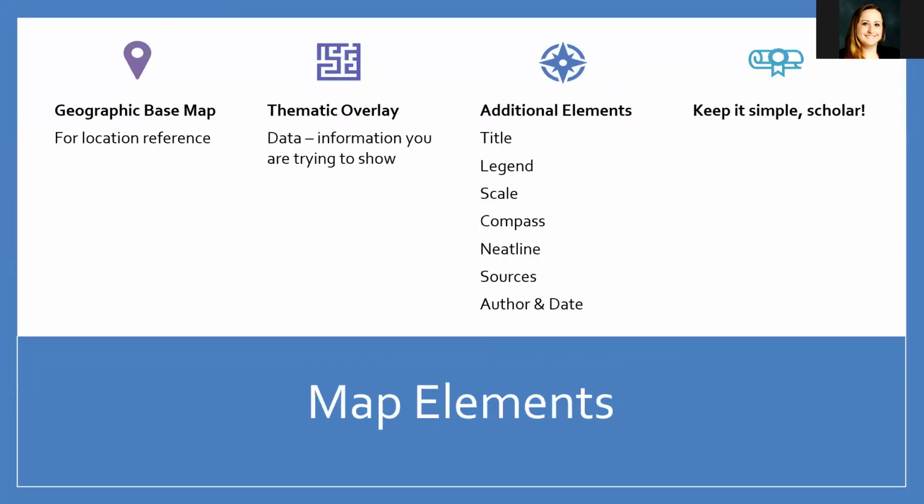Every map needs a base map, a thematic overlay, and a number of other map elements for context. The purpose of the geographic base map is to give the map reader information about the location they are looking at. The base map should be kept as simple as possible to give the reader information they need while not distracting them from the overall message.